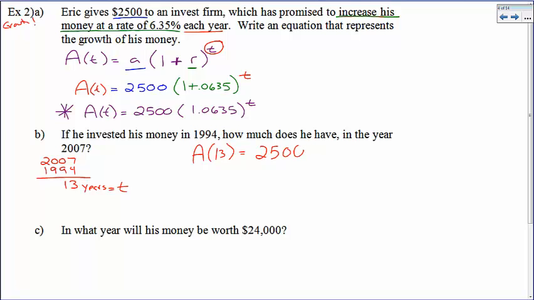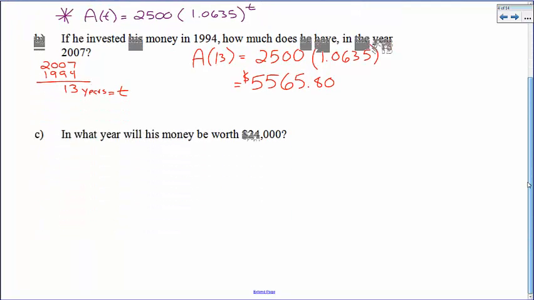We now plug the value of 13 in for t to our function. In other words, we're looking for a of 13. We keep our initial amount 2,500 and our growth factor 1.0635 and raise that to the 13, or rather the time that has passed, 13 years. If we use a calculator and we plug everything in correctly, we should find that Eric's money, if he leaves it alone and does nothing else to it, should, in 2007, be equal to a value of $5,565.80 when you round to the nearest cent, as most financial institutions do.